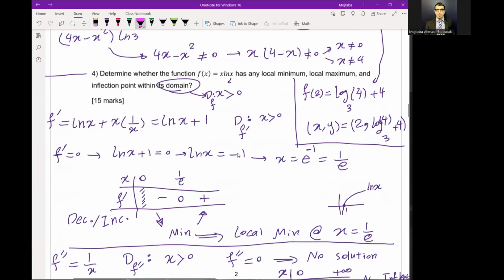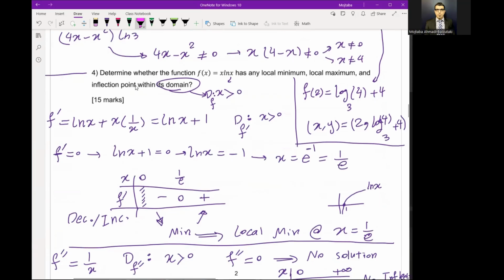All right, next question. 4, determine whether this function x ln of x has any local minimum, local maximum, or inflection point within its domain. So let's first find the domain. There's no limitation on this x, but the argument of ln must be positive and not 0. So there it is, that's the domain.